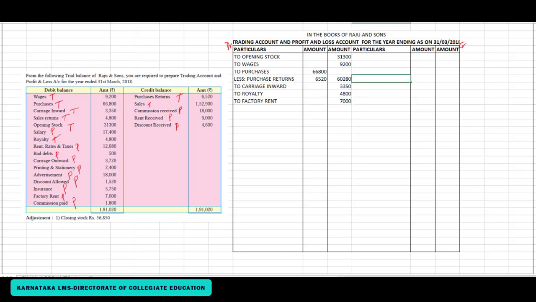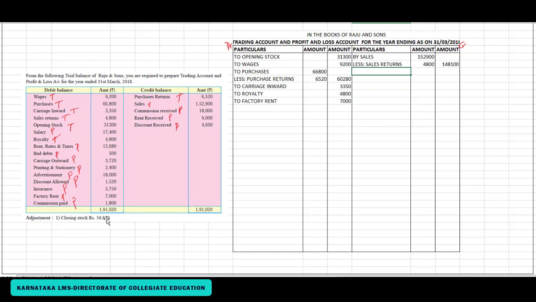Which are all the things that will come under the credit side of the trading account. As I told already, firstly we have sales, by sales. Sales goes in the inner column, 1,52,900. From this we have to eliminate sales returns. Less sales returns amounted to rupees 4,800. So from 1,52,900 we have to deduct 4,800. So that will be 1,48,100.